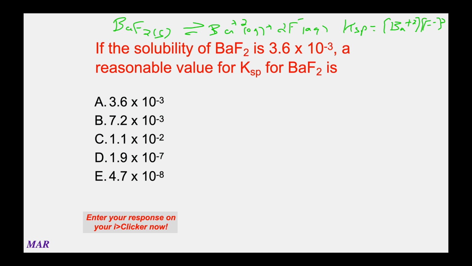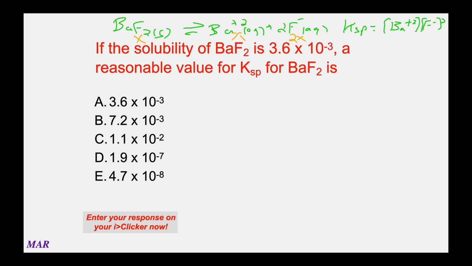Like we saw in lecture, if you say that the barium fluoride is X, and that represents how many moles per liter of barium fluoride break up, then X moles of barium fluoride that break up will make X moles of barium, because they're 1-to-1 stoichiometry, and 2X fluoride, because you get twice as many fluorides out as you do bariums. It's a 2-to-1 ratio. So X here is that 3.6 times 10 to the minus 3.